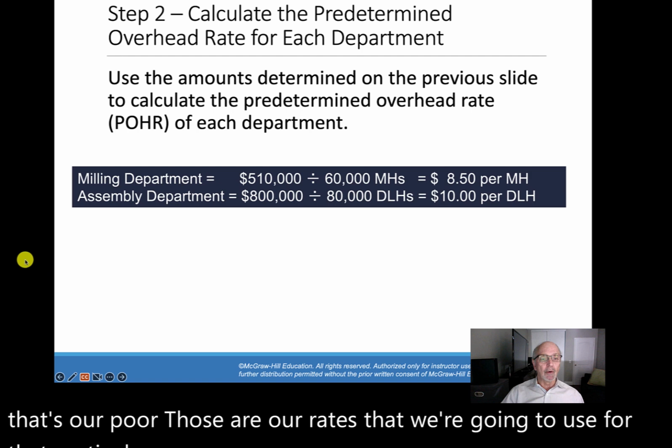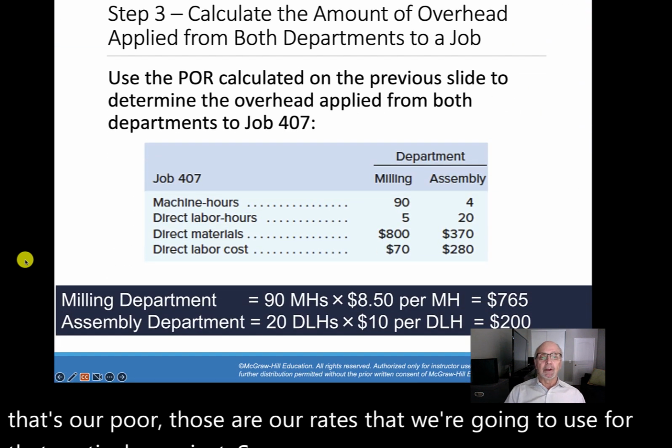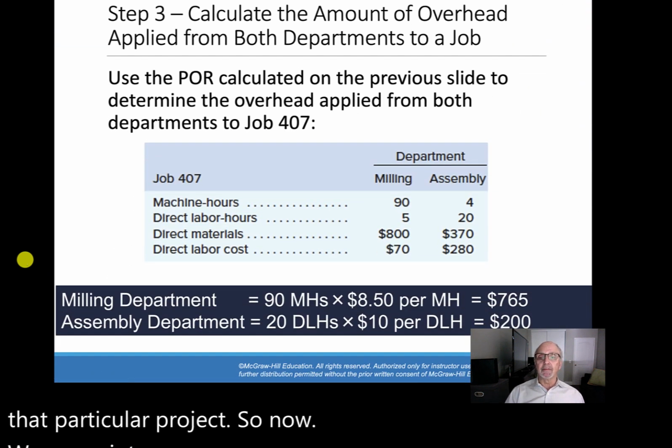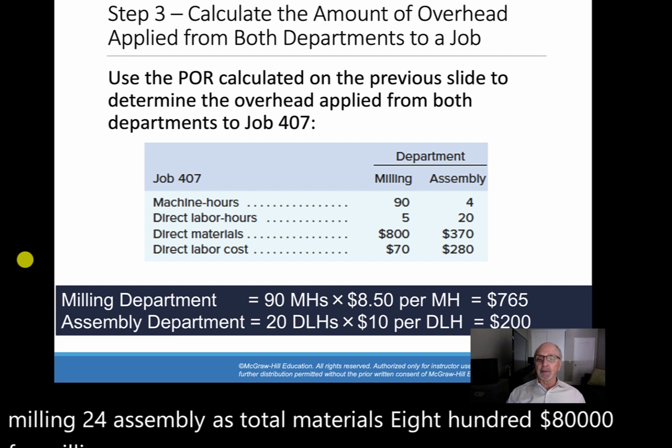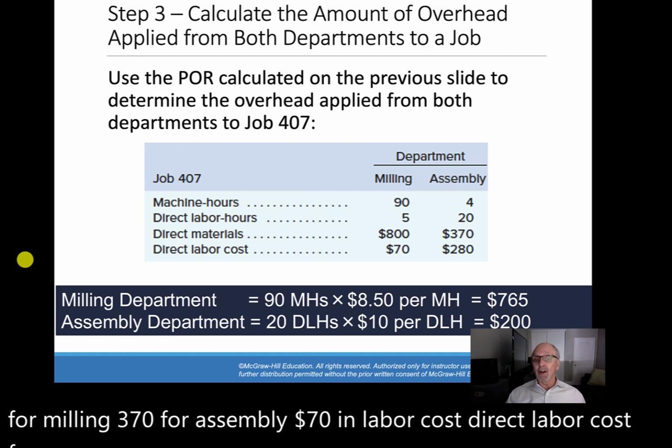So now we come into job 407. Job 407 has 5 direct labor hours for milling, 20 for assembly. It has total materials, $800 for milling, $370 for assembly, $70 in direct labor cost for milling, $280 in direct labor cost for assembly. Then we need to calculate the POHR.